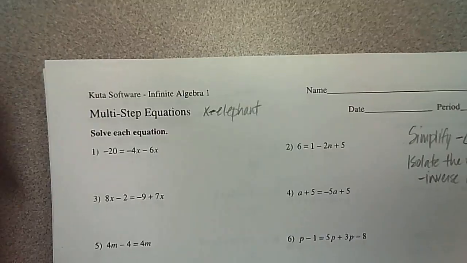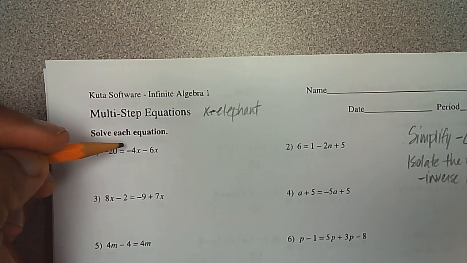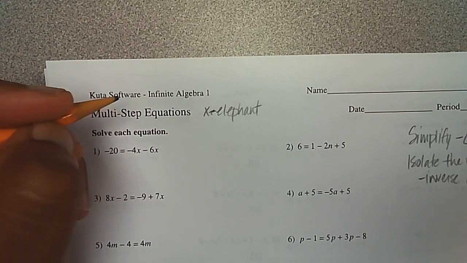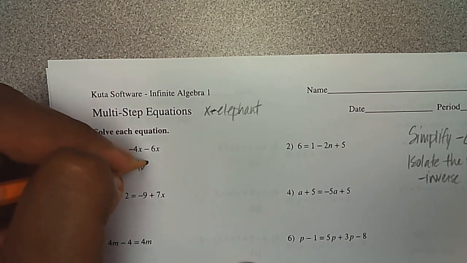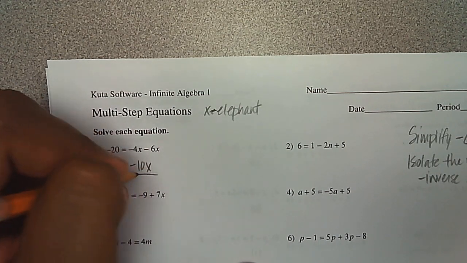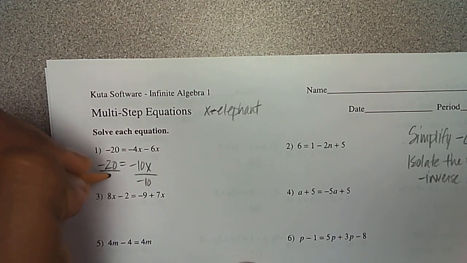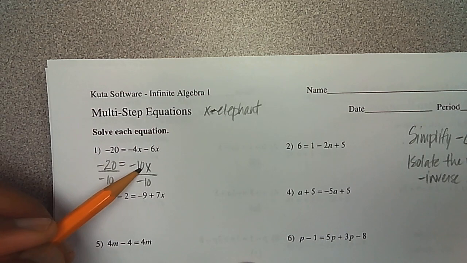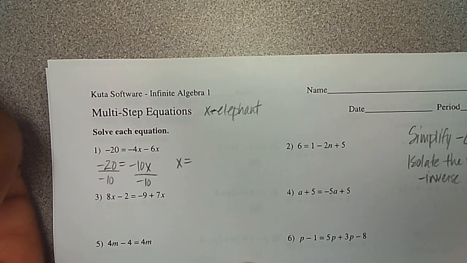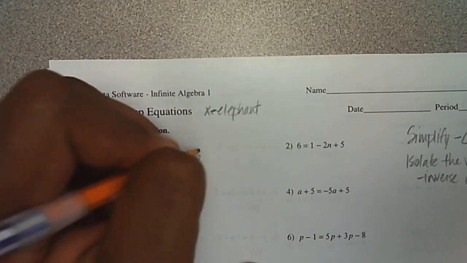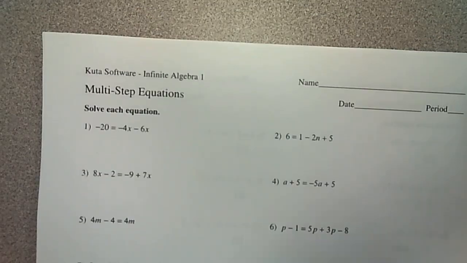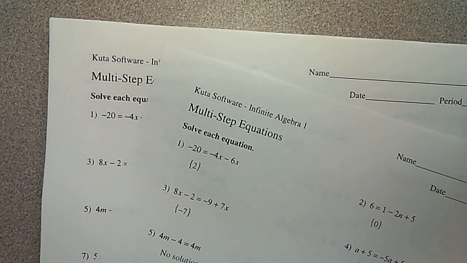So here we go. If I have negative 4x's and negative 6x's, I have a total of negative 10x. Divide both sides by negative 10, because side by side is multiplication. The inverse is division. So this means x equals a negative divided by a negative, which is positive 2. So that's the work, and you can check your answer on the back.